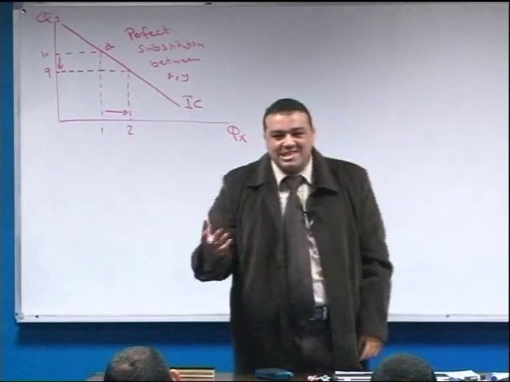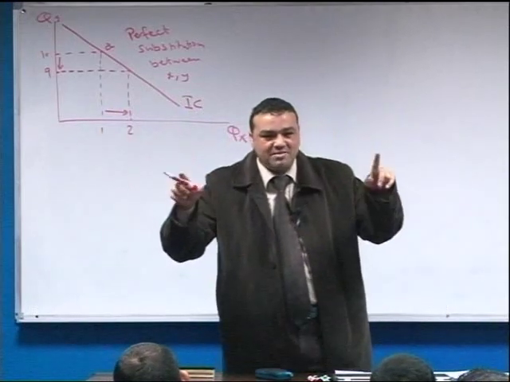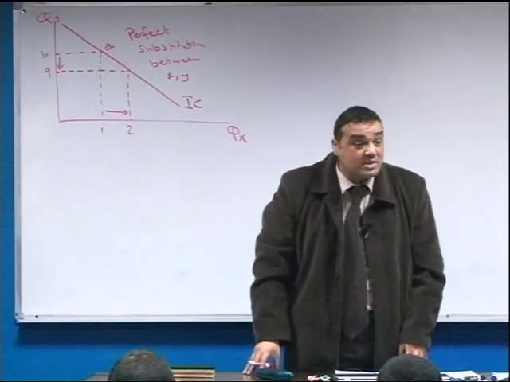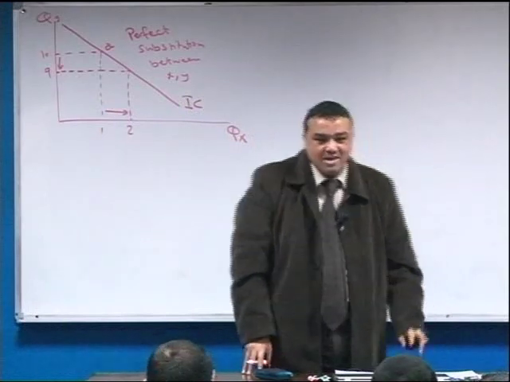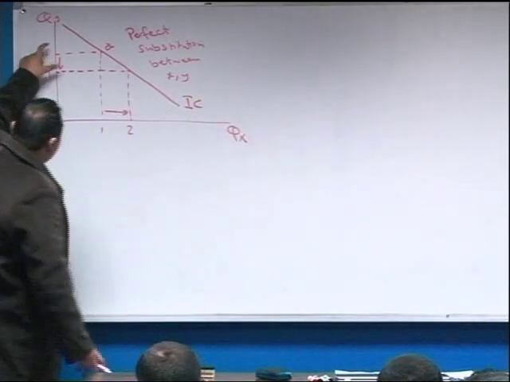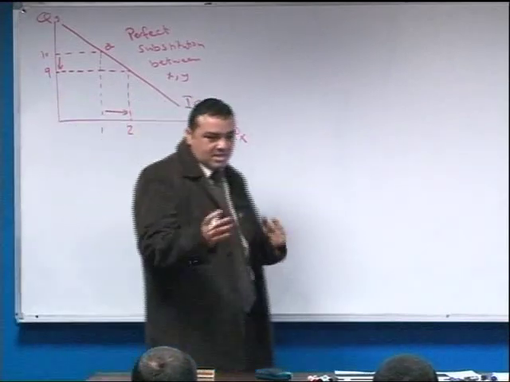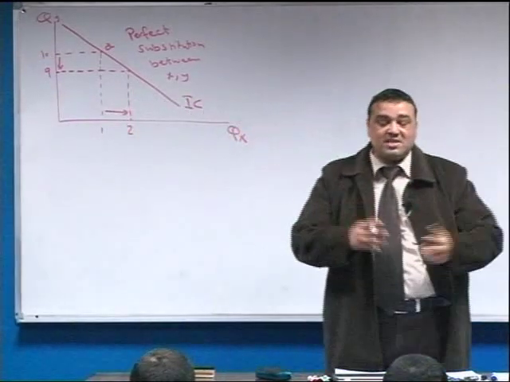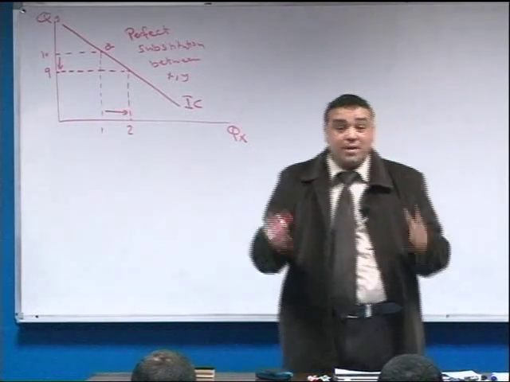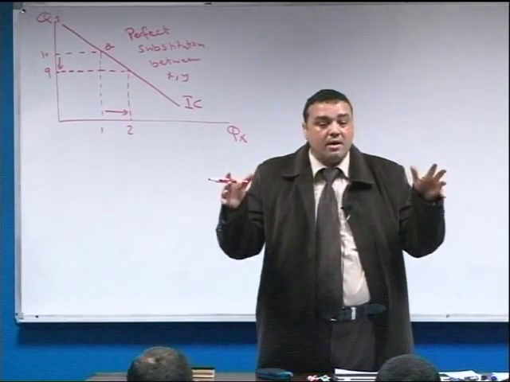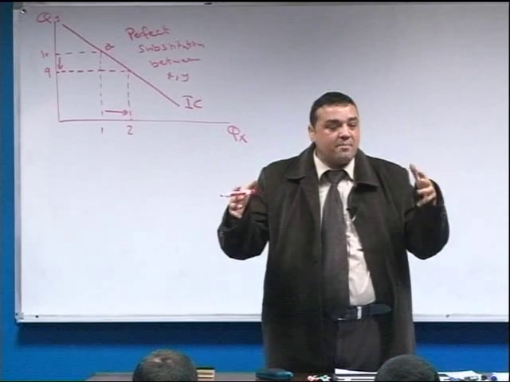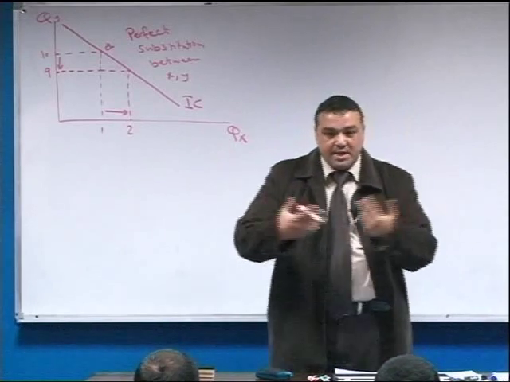MRS equals the absolute value of delta Y over delta X, which equals 1, because the change in X equals the change in Y. MRS equals 1. In this case, there is a full substitution, or a perfect substitution, between X and Y.